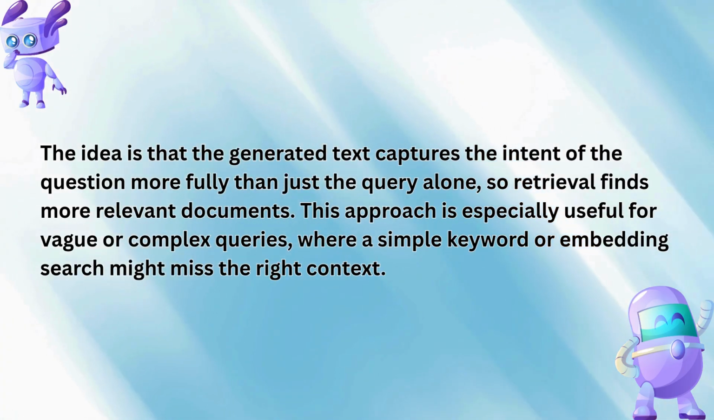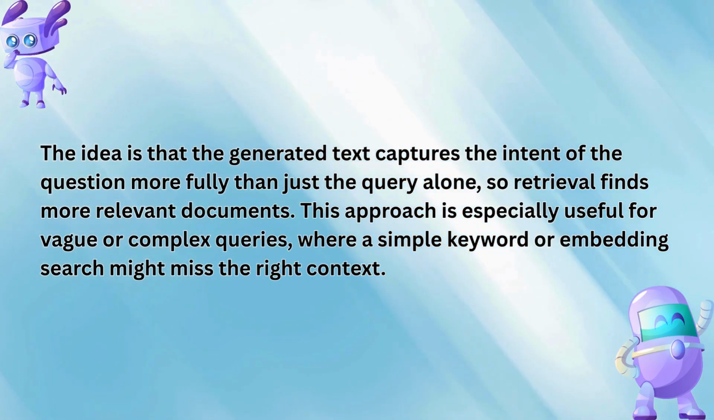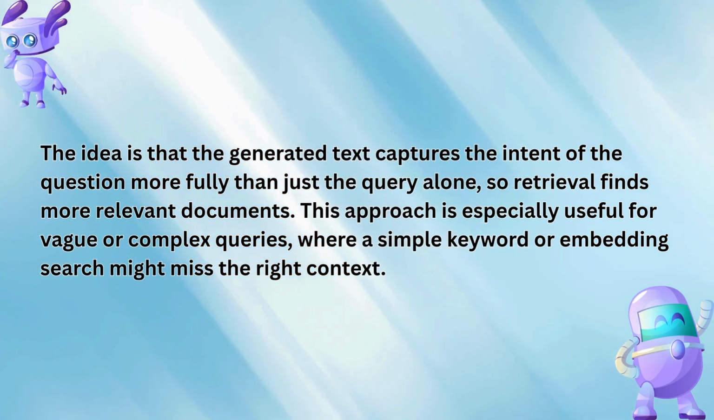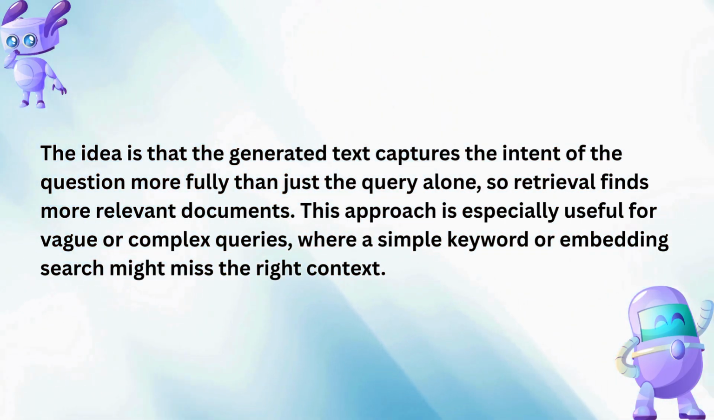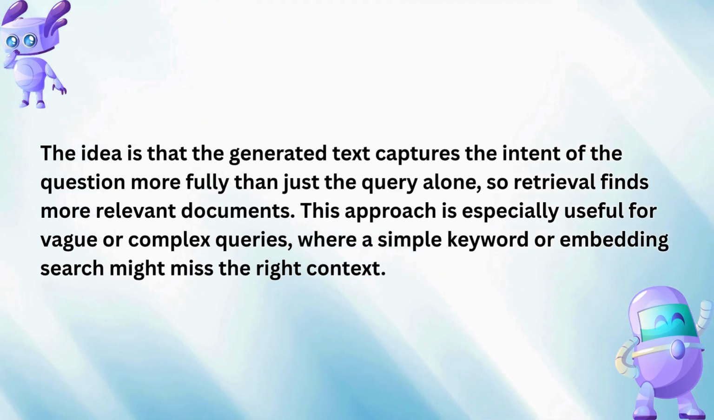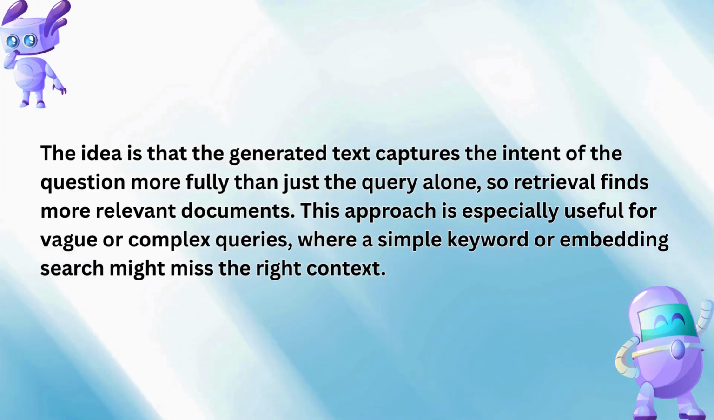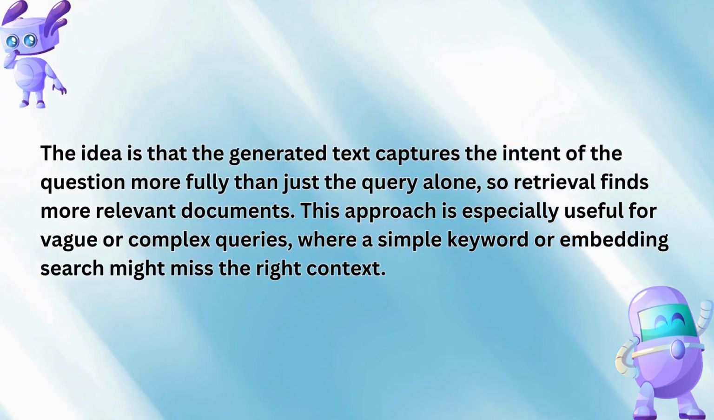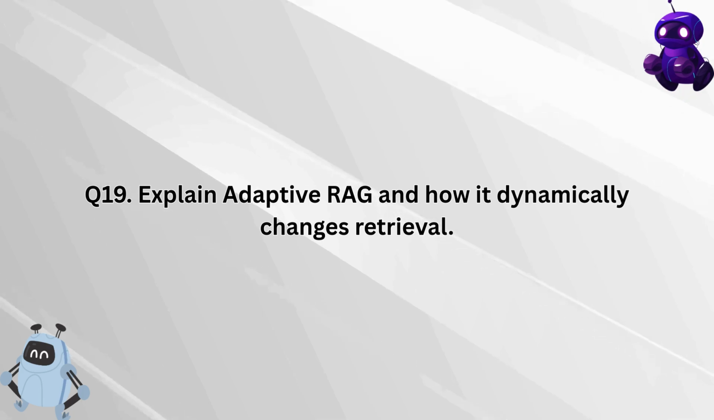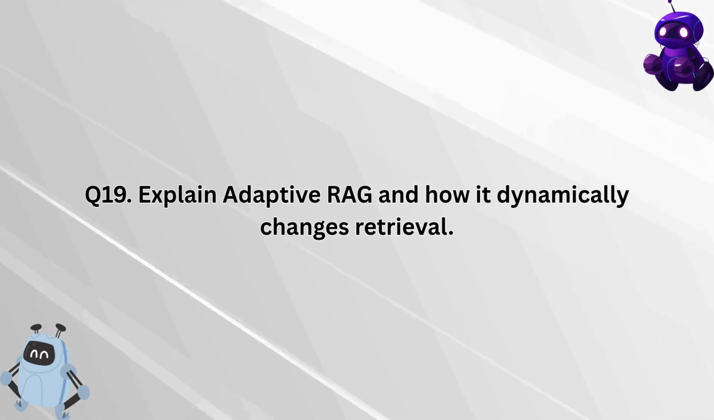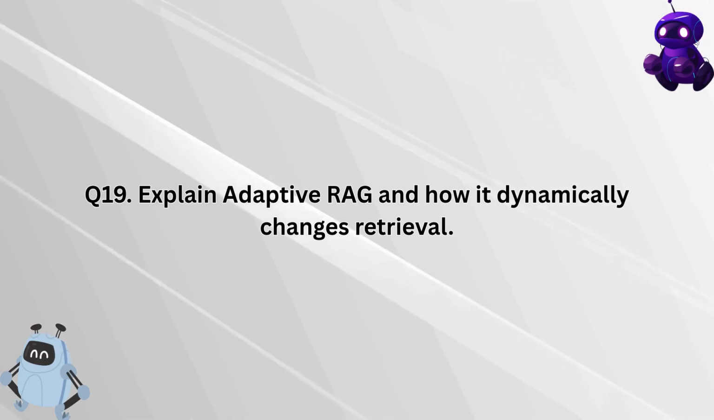The idea is that the generated text captures the intent of the question more fully than just the query alone, so retrieval finds more relevant documents. This approach is especially useful for vague or complex queries, where a simple keyword or embedding search might miss the right context.